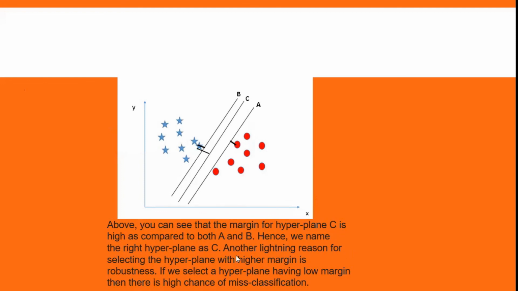Another reason for selecting the hyperplane with a higher margin is robustness. If you select a hyperplane having a low margin, then there is a high chance of misclassification. So the margin should be as large as possible. If the distance is very high, you can do the classification very easily. If you take the very nearest one, suppose B is taken, then classification is not possible. That's why you need to take the line where the gap between the nearest data points and the hyperplane is very high.